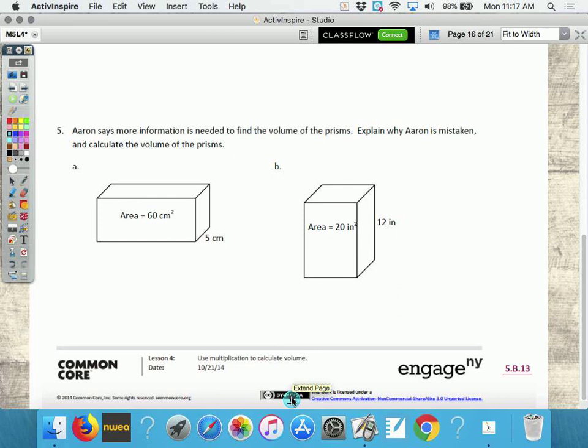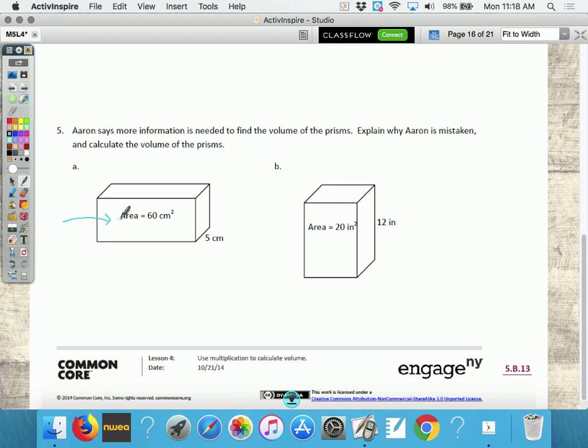Part 2, okay? So on your handout that I gave you, there was an arrow, correct? Yes. Okay? And that meant that the area of this face is given. How do I figure out volume? Aaron says he doesn't have enough information to figure out volume. Aaron's wrong, isn't he? Yes. You only need area plus your missing measurement, right?